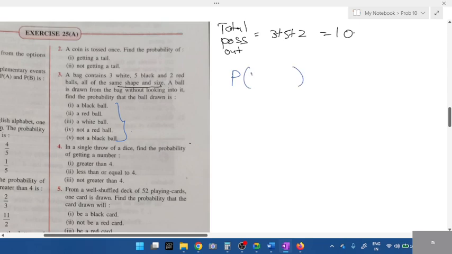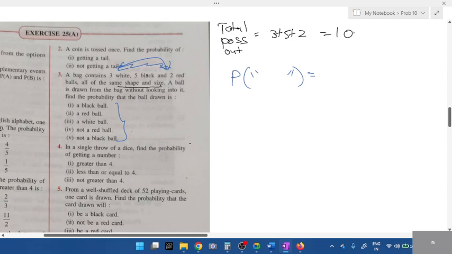correct. Not a red ball. Just mention not a red ball. If you don't pick a red ball, what are the other balls left here? Three white. Yes, three white and two reds. If it's not a red ball, other things what you have? White and black, right? Sorry, not red in the sense white and black.